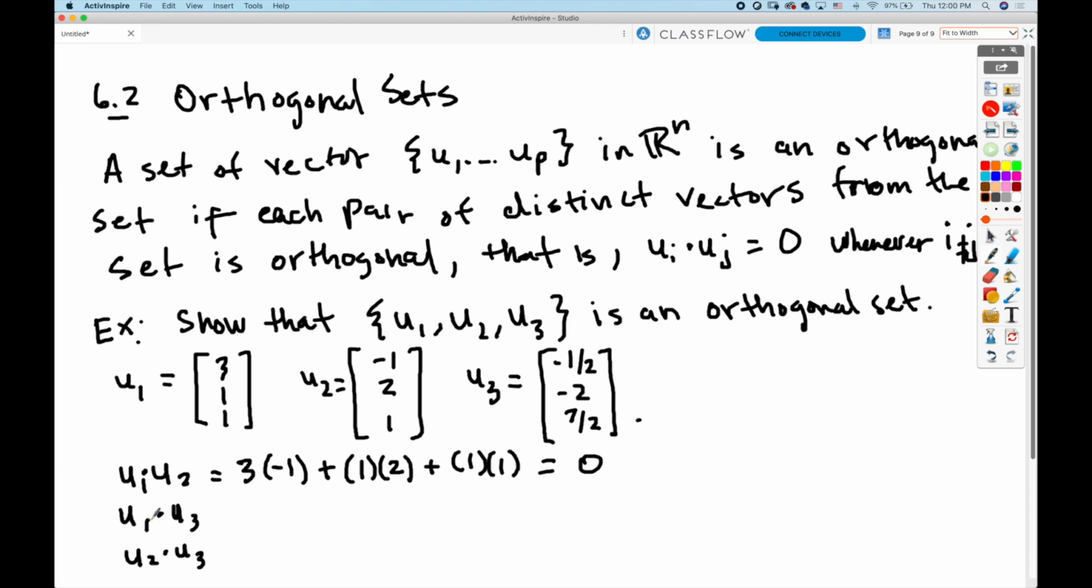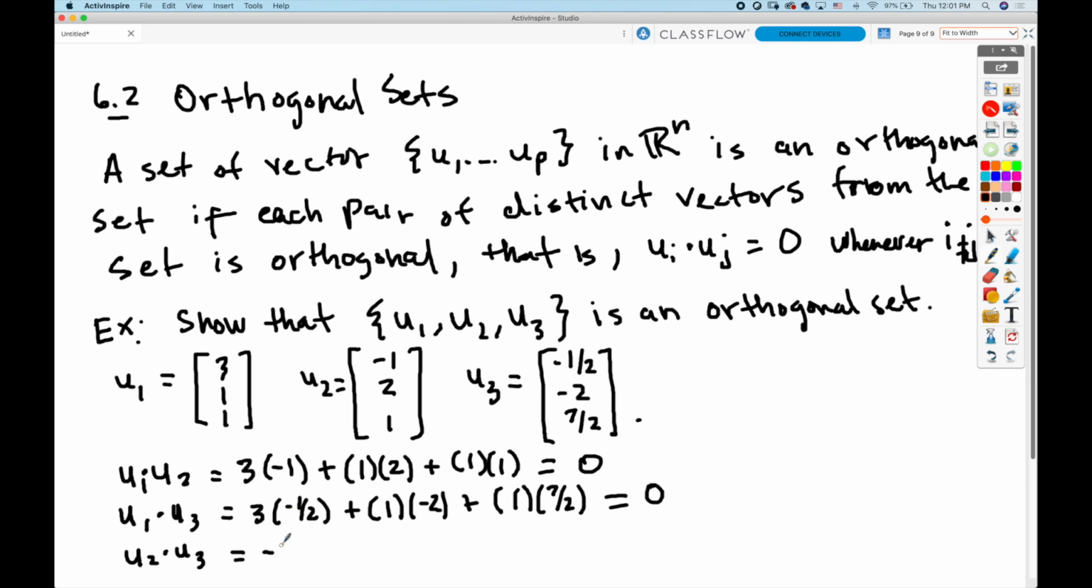Okay. u1 dot u3. So 1 and 3 go together. This will be 3 times negative 1 half, 1 times negative 2, and finally 1 times 7 halves. So that's negative 3 halves minus 2 plus 7 halves. Negative 3 halves and 7 halves makes 4 halves, which is 2. So 2 plus negative 2 is 0.